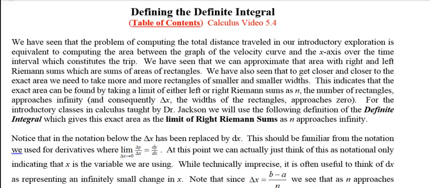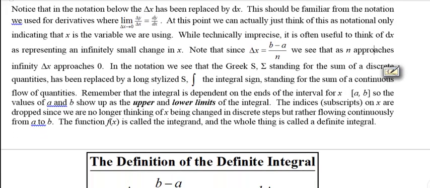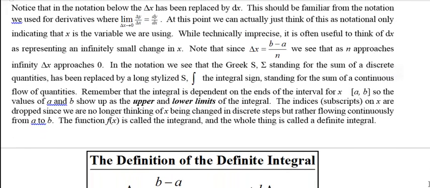So for the classes in calculus that I teach, like Survey of Calculus and Calculus 1, those introductory classes, we will use the following as the definition of the definite integral, which gives this exact area as the limit of right Riemann sums as n approaches infinity. So in the notation below, we will see that the delta x in the right Riemann sum has been replaced by dx, and this part should be familiar because remember when we did derivatives we said the limit as delta x approaches 0 of delta y over delta x became dy over dx.